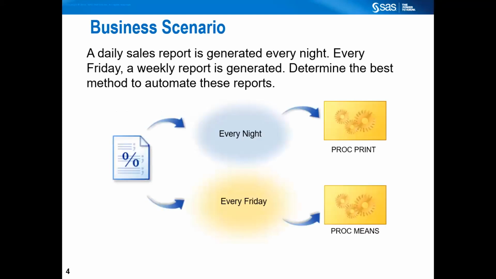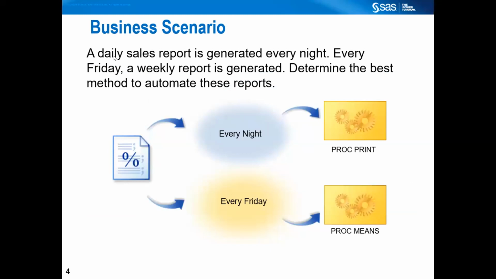So let's understand a business scenario. The very first business scenario when we were understanding macros: you need to create 2 reports. If you are generating a daily report, you are going to execute your proc print. In case it is the weekend, which is Friday, then you have to execute your proc means. And you are going to write a macro program for it. So this macro program should consist of both proc print and proc means. And you need to write a condition that only in case it's system day Friday, it should execute your proc means procedure.